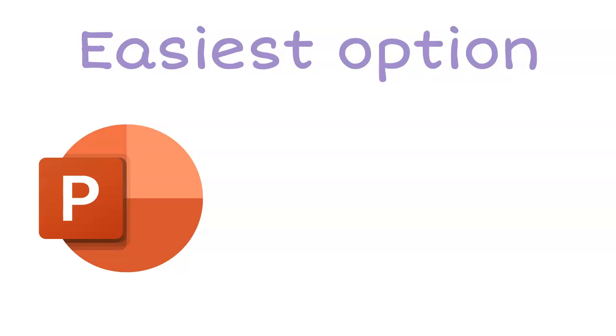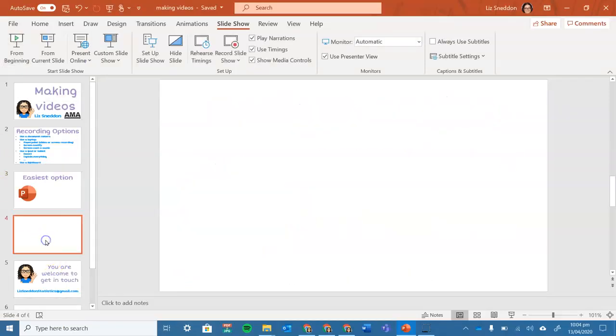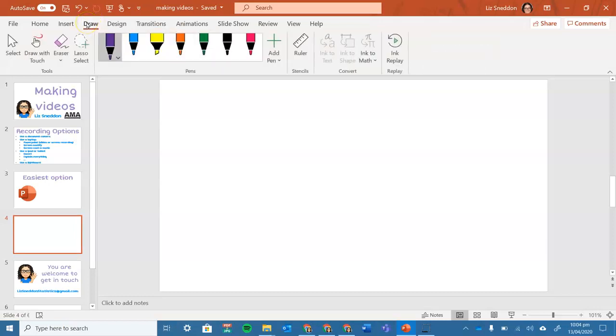The easiest option is PowerPoint, and I just wanted to give you a little demo of how that actually works. So what I've got here is I'm just in PowerPoint itself. If I go up to the top menu, I've got a draw option. And so I might decide that I want to do a number of problems. I might want to say, right, 2/3 plus 1/2. And I'm going to do a video showing how to do that.